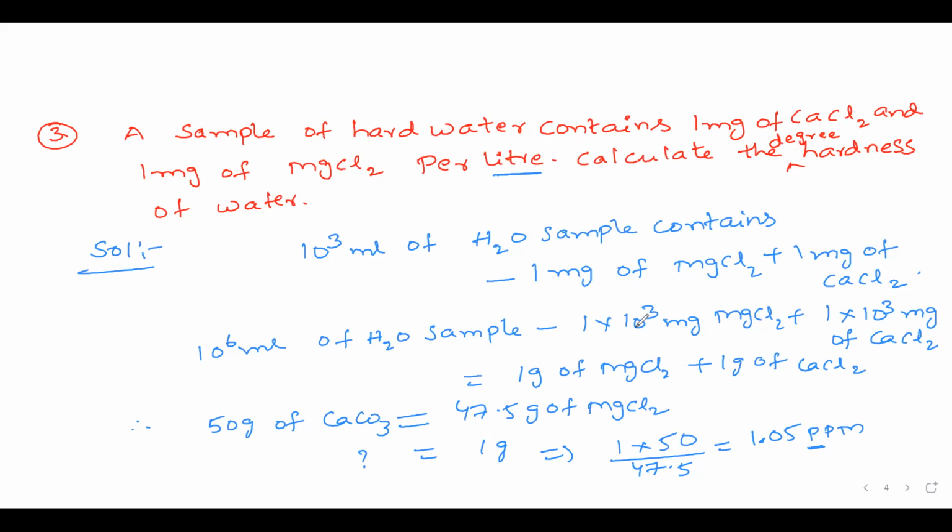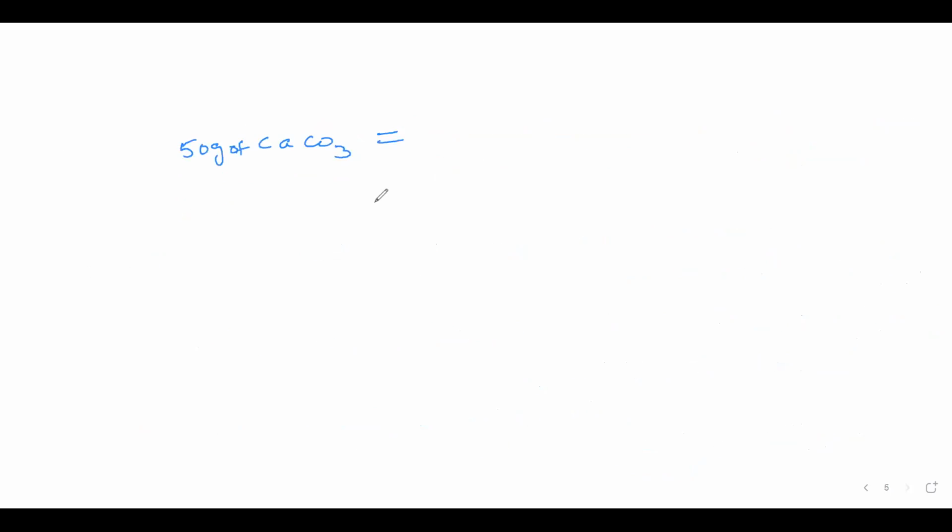50 grams of calcium carbonate is equivalent to, so the mass of calcium chloride is equal to, calcium chloride mass is 111 by 2. Because the mass of calcium chloride also we have to take: calcium is 40 plus 71, 111. 111 by 2 is equivalent to 55.5 grams of calcium chloride.